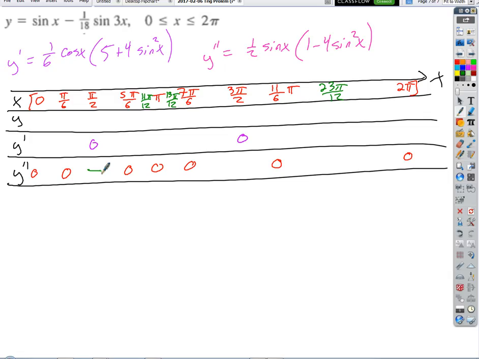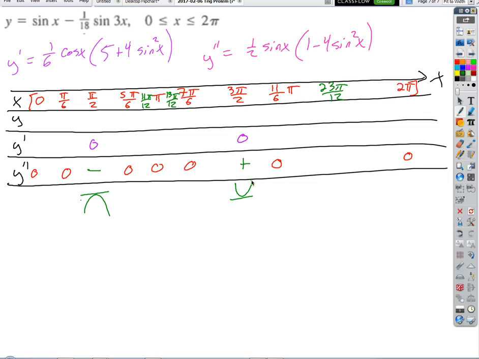So this is going to be a maximum, concave down. What about this guy? At 3/2 pi, we're going to get negative times negative, which is positive, which is going to give us a minimum. Nice. And now we just have to see what's going on in between all those places.